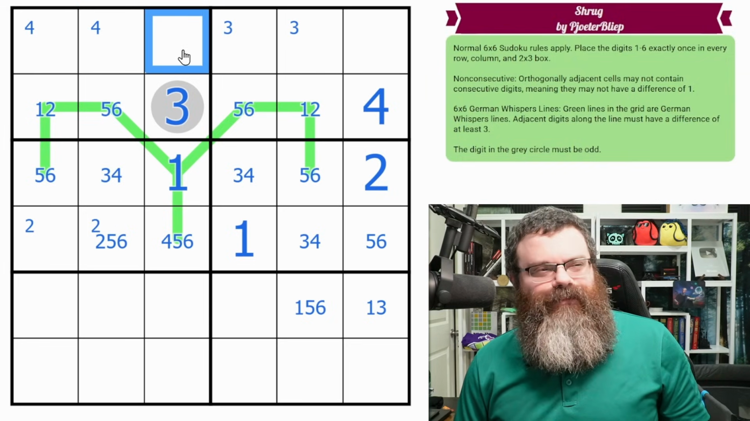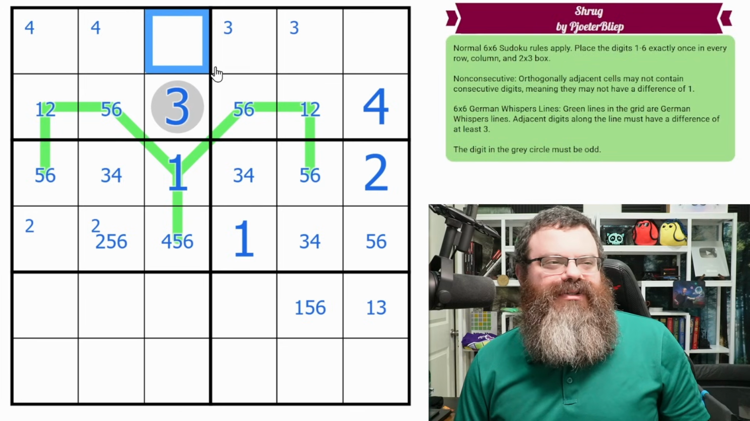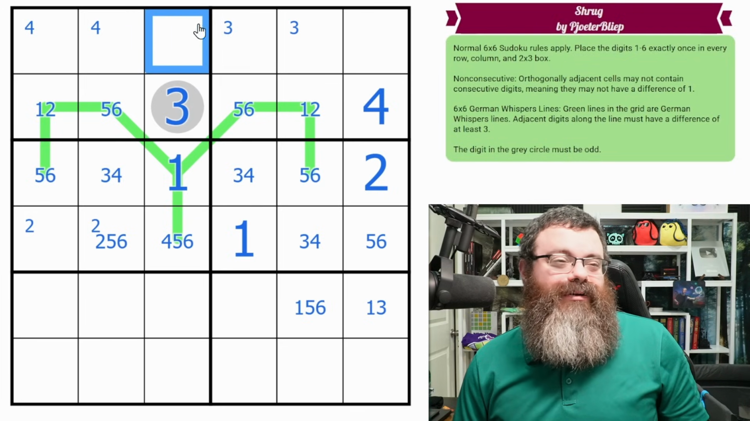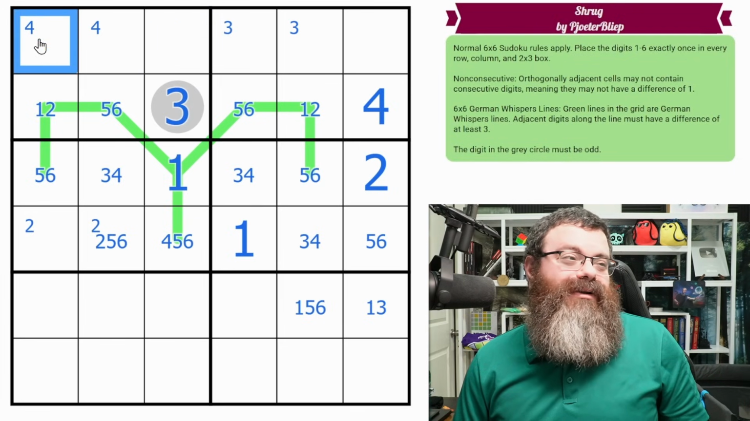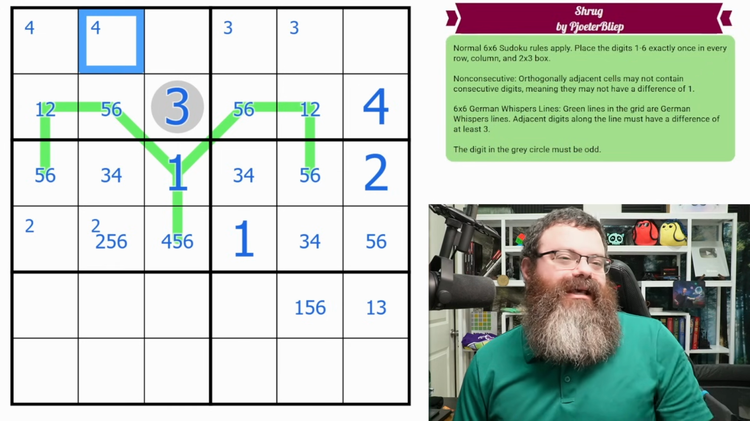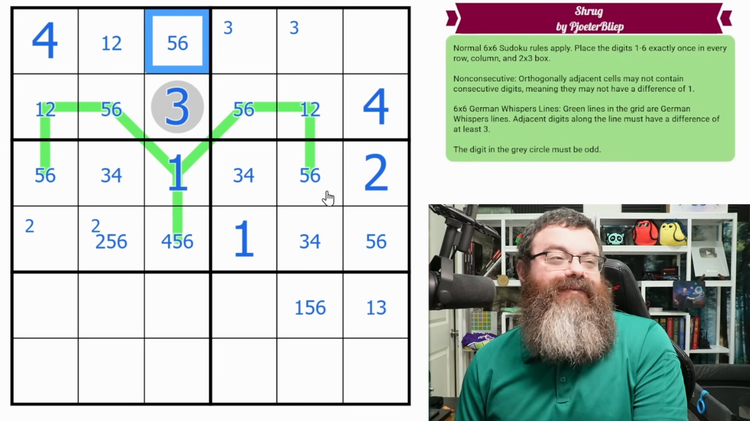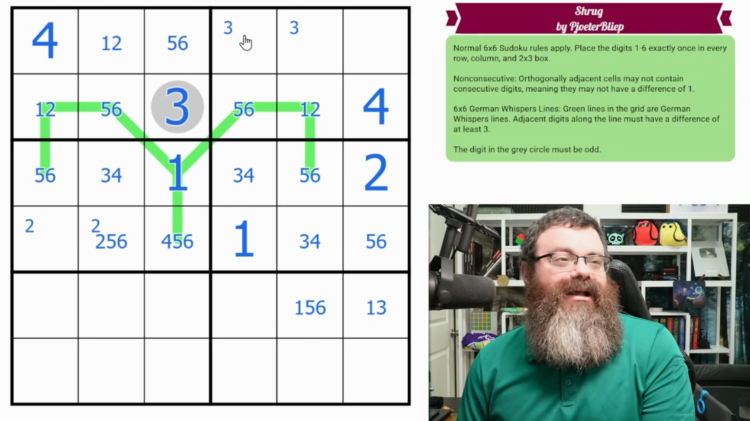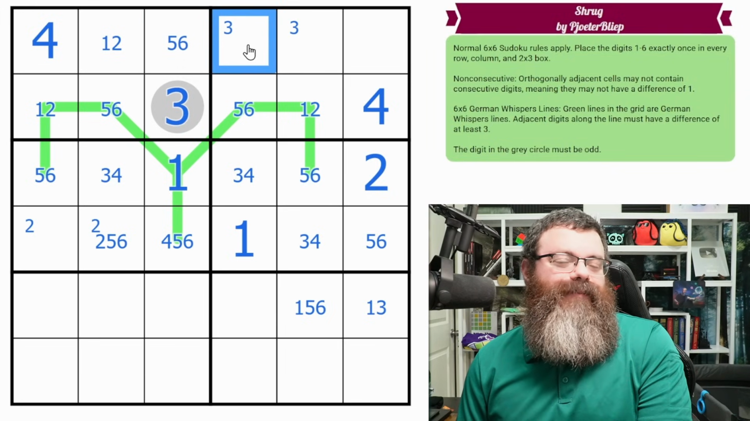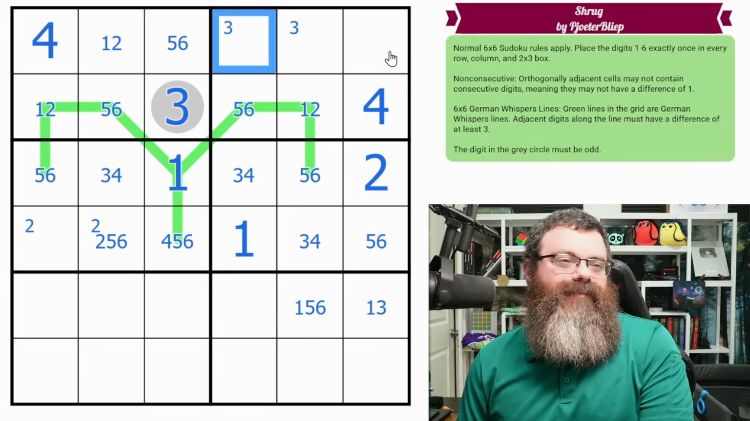Well, it can't go here because it's next to a 3, so it can't be a 2, and there's a 1 in the column. So this is never 1 or 2. And this is never 1 or 2 because it's next to a 1, 2. So this is our 1, 2, meaning it's not 4. That places our 4, and this is now a 5 or 6. So this can't be a 5, 6 anymore. So the 5, 6 is over here.